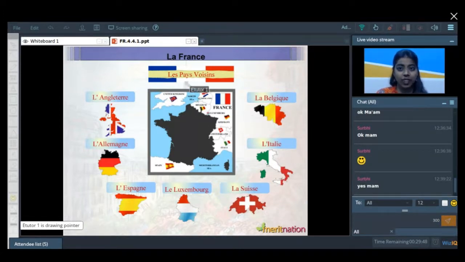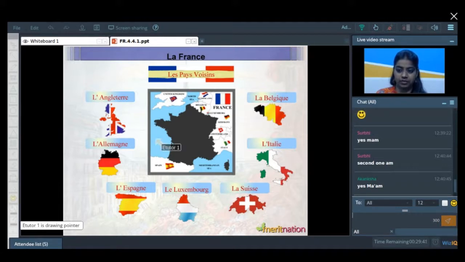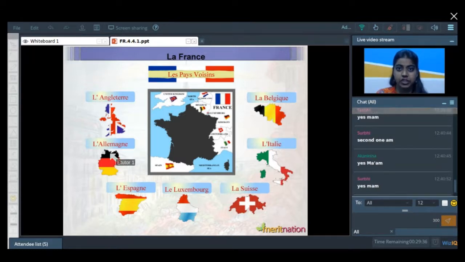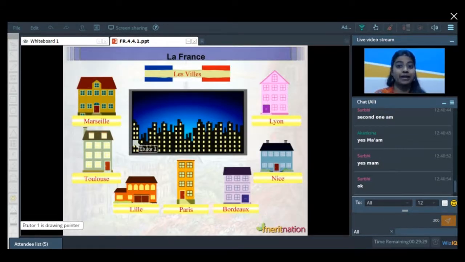I hope it's clear to everyone. So these are the neighboring countries of France, les pays voisins. This is L'Allemagne. It's Germany, L'Allemagne. Okay, great. Thank you so much. Okay, so next is the metro cities of France, the major cities of France.